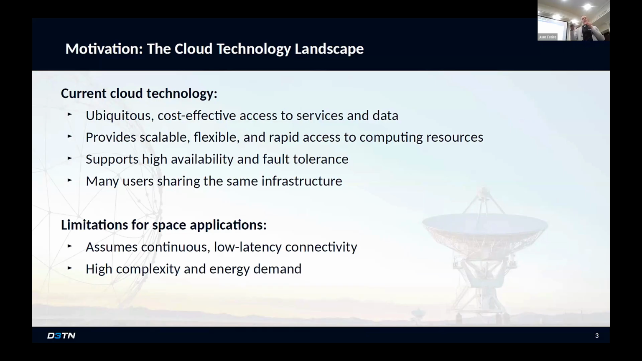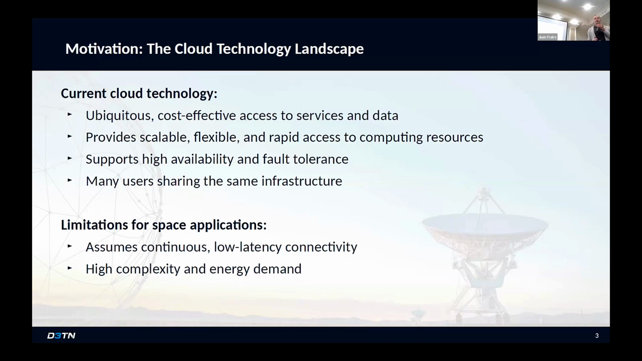When you want to transfer this to space, well, there are some issues. There are some very serious limitations in space. First and foremost, this is because you don't have continuous low latency connectivity, as we all know. And all those modern cloud technologies have been developed under the assumption that there is continuous low latency connectivity. A second point that I won't touch too much on today, but which is also very important, is the high complexity and energy demand of the systems.